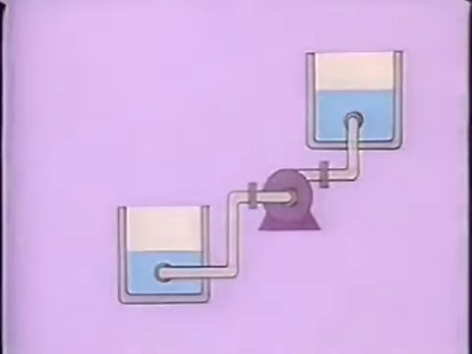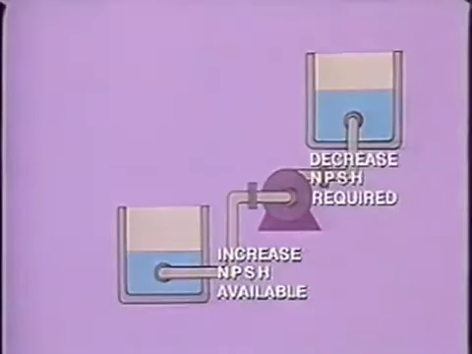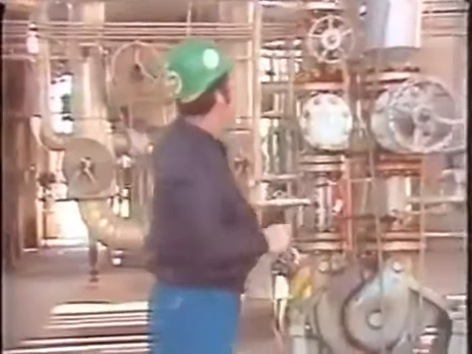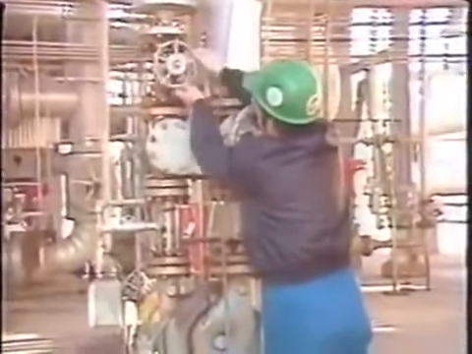Cavitation can be corrected by either increasing the net positive suction head available or reducing the net positive suction head required. Net positive suction head available may be increased by increasing the liquid level or pressure on the suction side of the pump. The net positive suction head required may be decreased by throttling or closing slightly the discharge valve, thus reducing the liquid flow. In any case, cavitation is a serious operating problem and will lead to mechanical failure if allowed to continue.